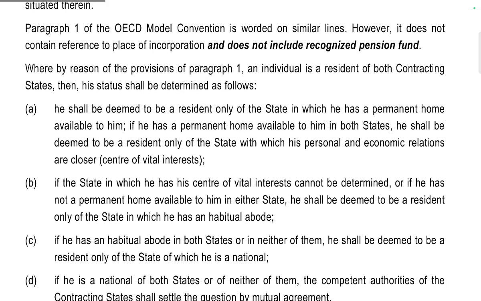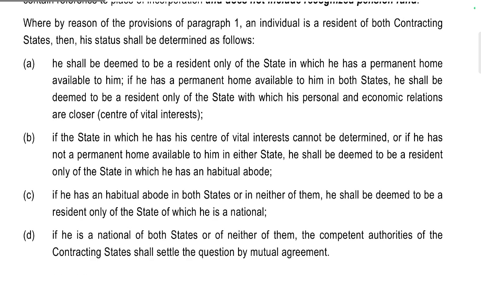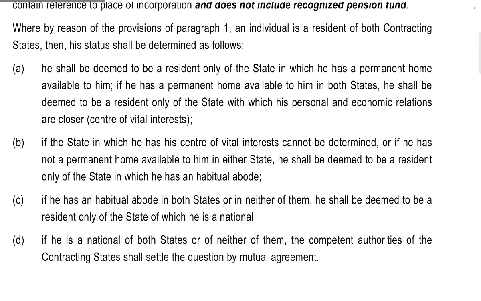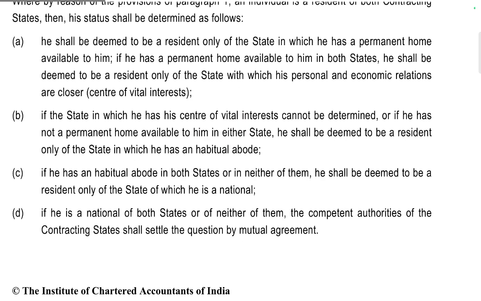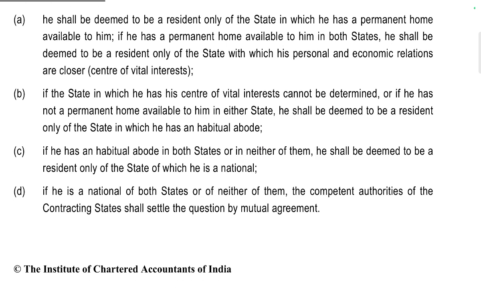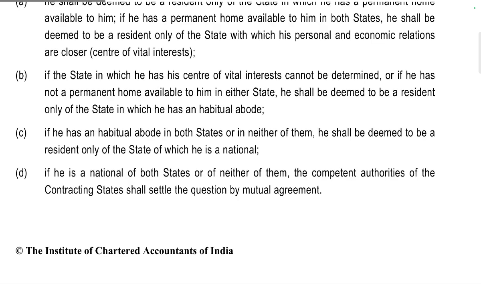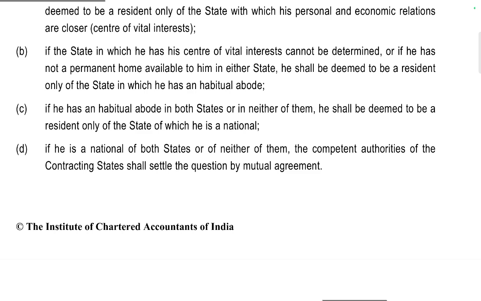Where, by reason of the provision in paragraph 1, an individual is a resident of both contracting states, his status shall be determined as follows. He shall be deemed to be a resident only of the state in which he has a permanent home available to him. If he has a permanent home available to him in both states, he shall be deemed to be a resident only of the state with which his personal and economic relations are closer, the center of vital interests. If the state in which he has his center of vital interests cannot be determined, or if he has no permanent home available to him in either state, he shall be deemed to be a resident only of the state in which he has an habitual abode.